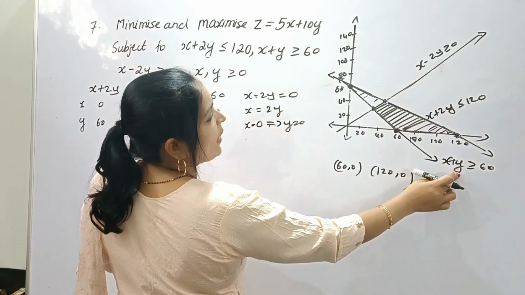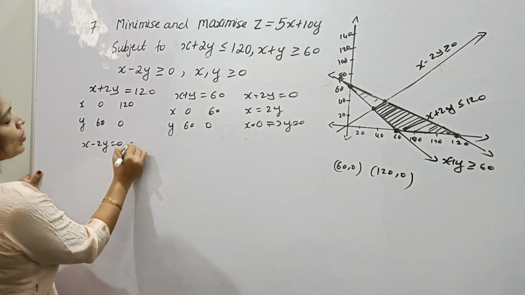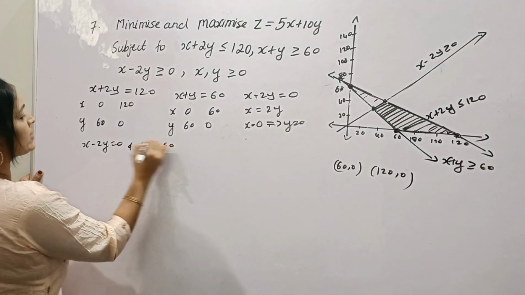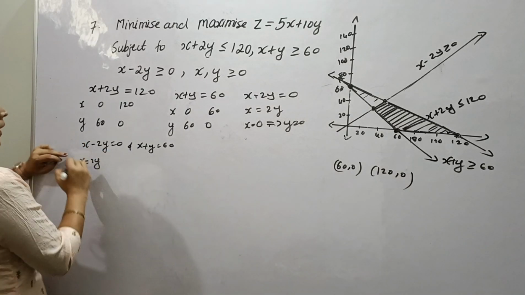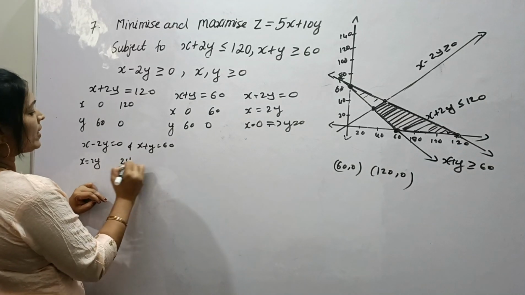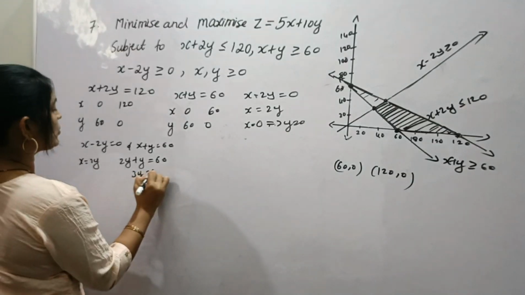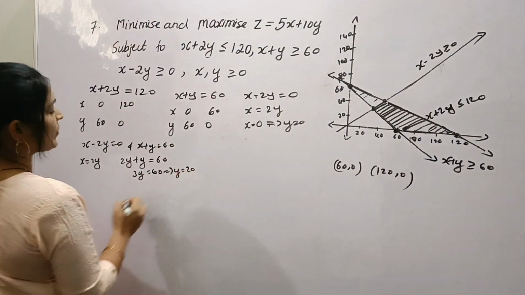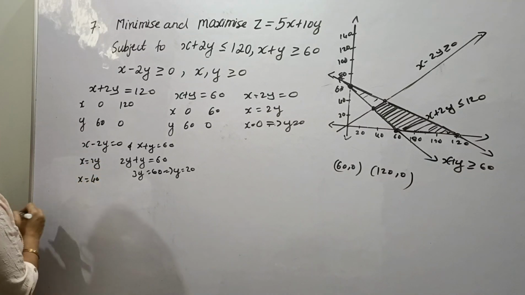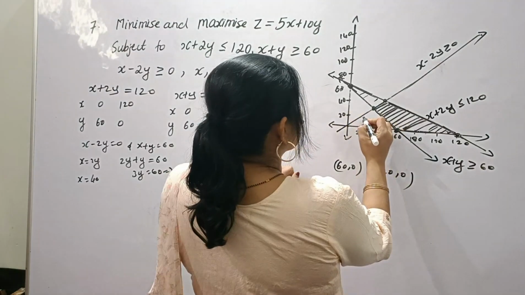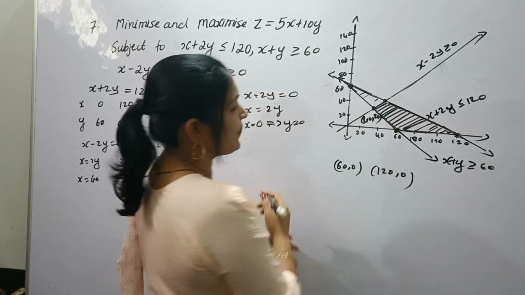First of all, x + y = 60 and x − 2y = 0. From this we will find x and y. x = 2y. So let's substitute 2y: 2y + y = 60, 3y = 60, that implies y = 20. If y = 20, then x = 40. So this point is x = 40, y = 20.